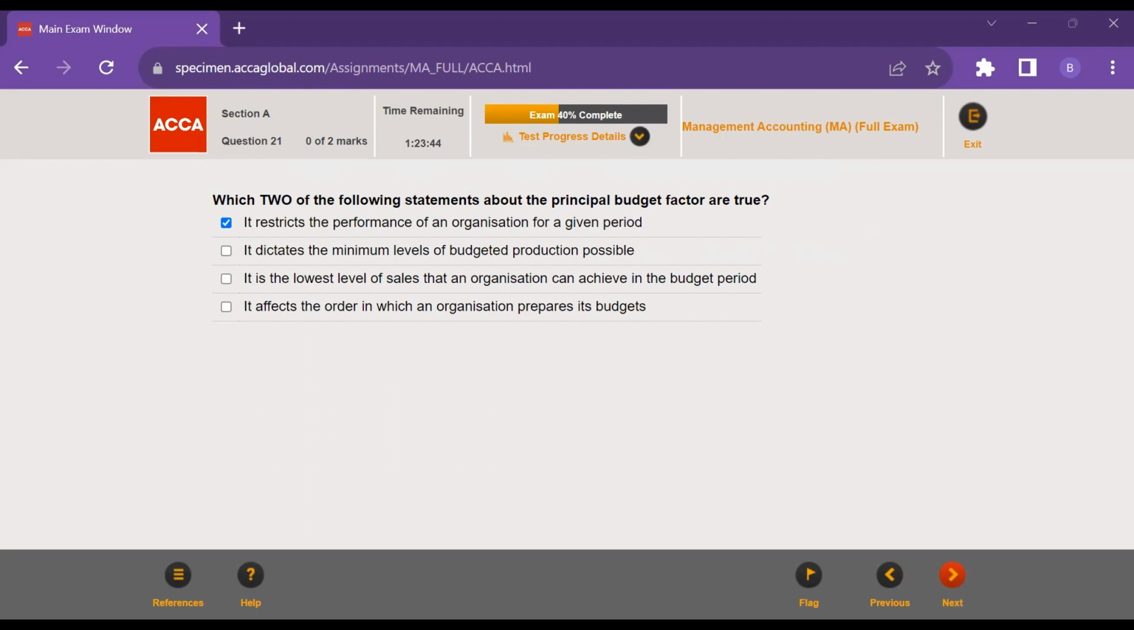So now let's have a look at the next one. It dictates the minimum levels of budgeted production possible. No. It is the lowest level of sales that an organization can achieve in the budget period. No. It affects the order in which an organization prepares its budgets. Now this is also true because when you are preparing the budgets, the principal budget factor is nothing but the starting point, and all the budgets will start and then continue from this level.